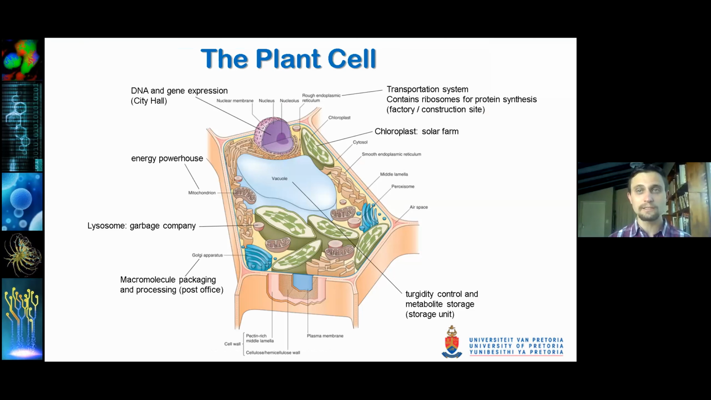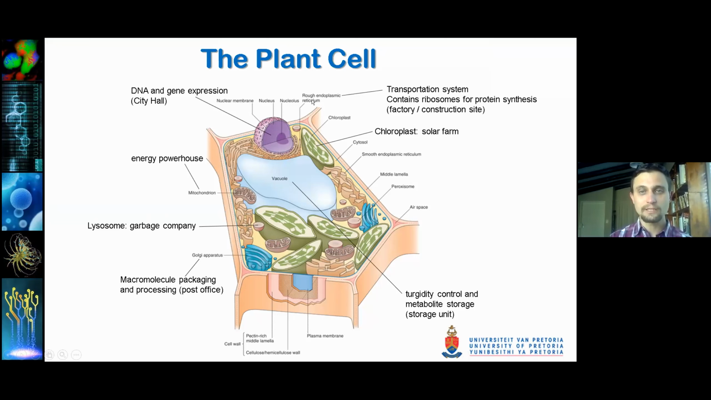One can rather see it as a mini city, where this nucleus is like the city hall. That's where the DNA is hosted. You can say all the decisions are made there, where everything is pre-programmed, how everything should work. And you have the mitochondrion, which is the energy powerhouse supplying most of the energy for the plant cell. Of course, you also have the chloroplast, which is the solar farm. You can see it like that.